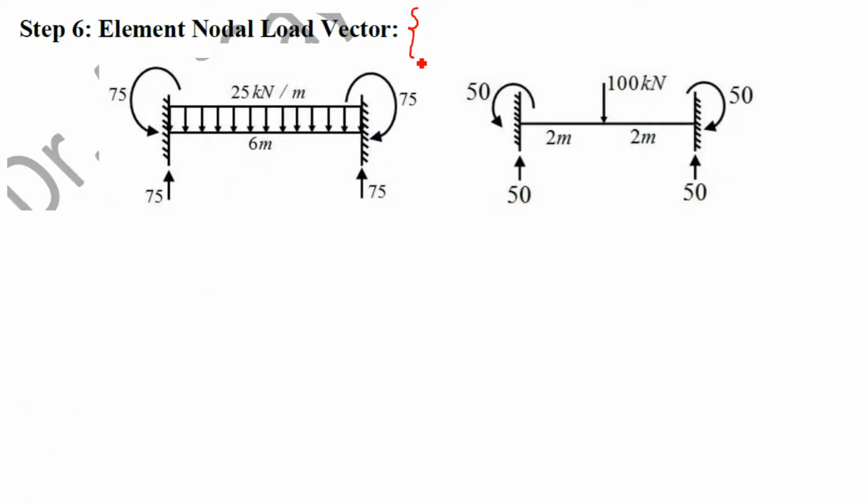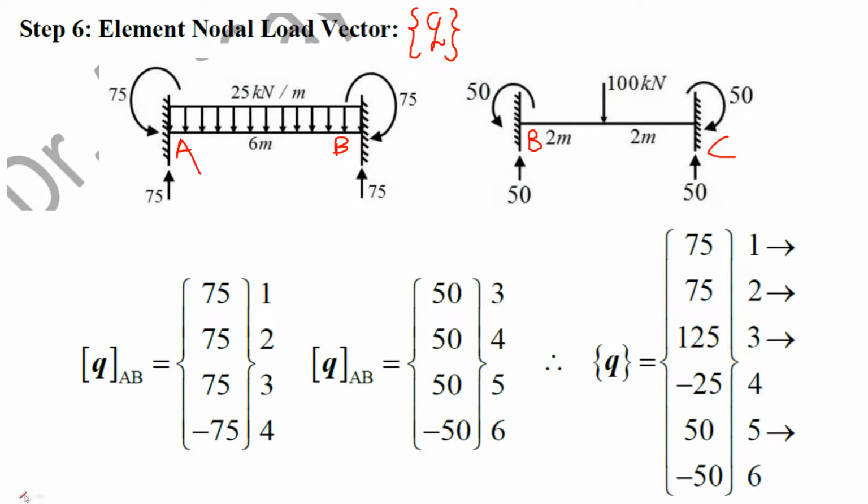The element nodal load vector is represented by small q vector. Okay, small q of AB we have to write down separately, and BC we have to write down separately. So what is q of AB? What is first in the q of AB? There will be 4 elements corresponding to the 4 kinematic unknowns in AB: 1, 2 on the left, that is joint A, and 3, 4 on joint B.